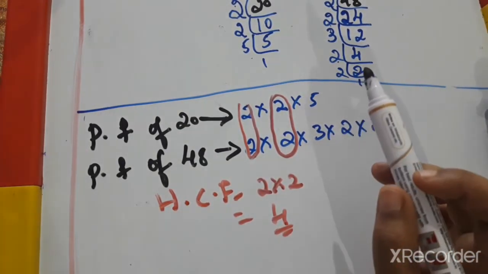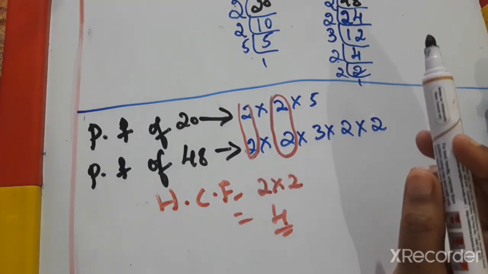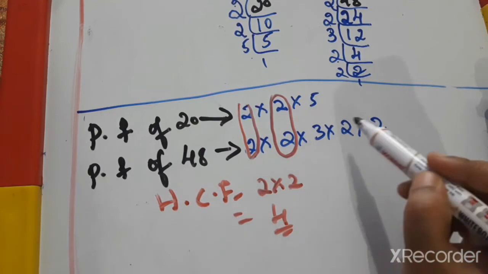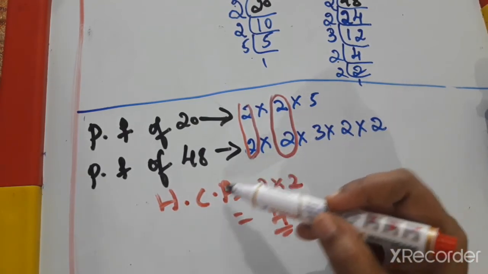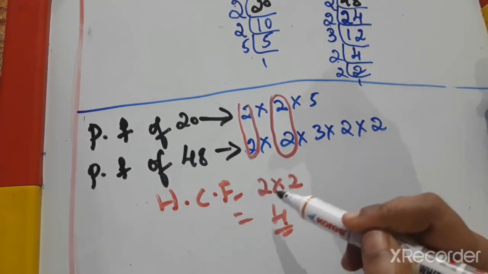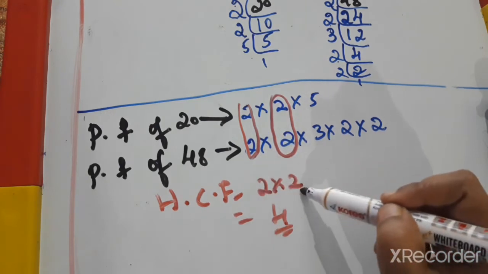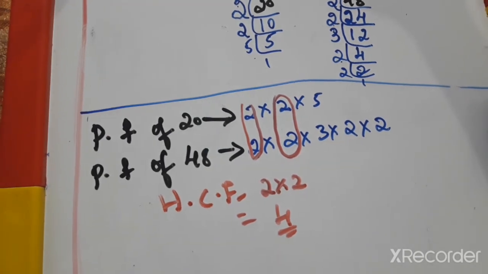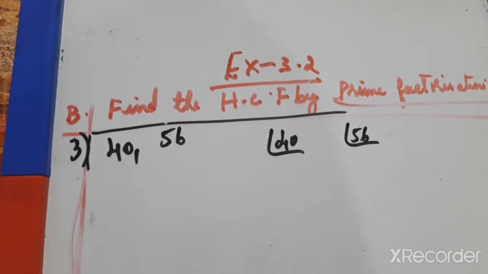In finding the factors, we take only the highest common factor. Here you have to take the common numbers and multiply. That becomes prime factorization, meaning we write the common factors and multiply. That is the highest common factor by the prime factorization method. HCF is 4. Now next question, children.